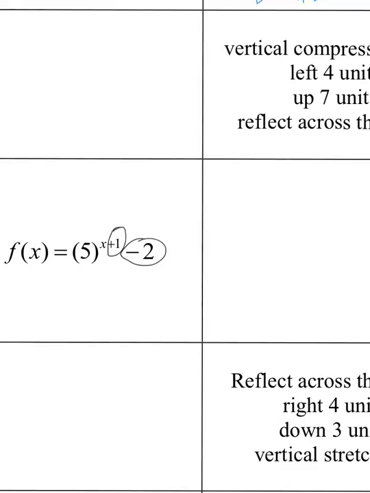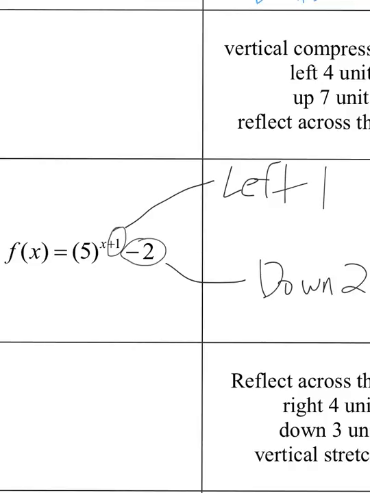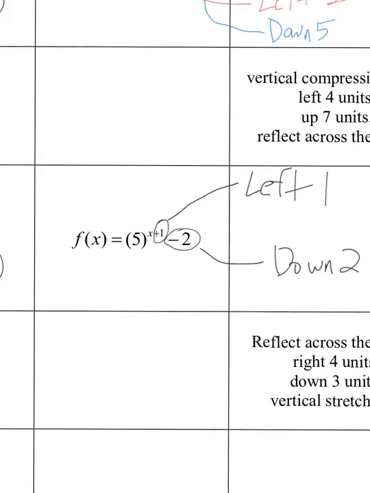So the plus 1 is on the exponent. That counts as being on the inside. So that's going to go left 1. The minus 2 is on the outside. It's not part of the exponent. So that's going to go down 2. All right? So that's all there is to say about that exponential one. Okay?